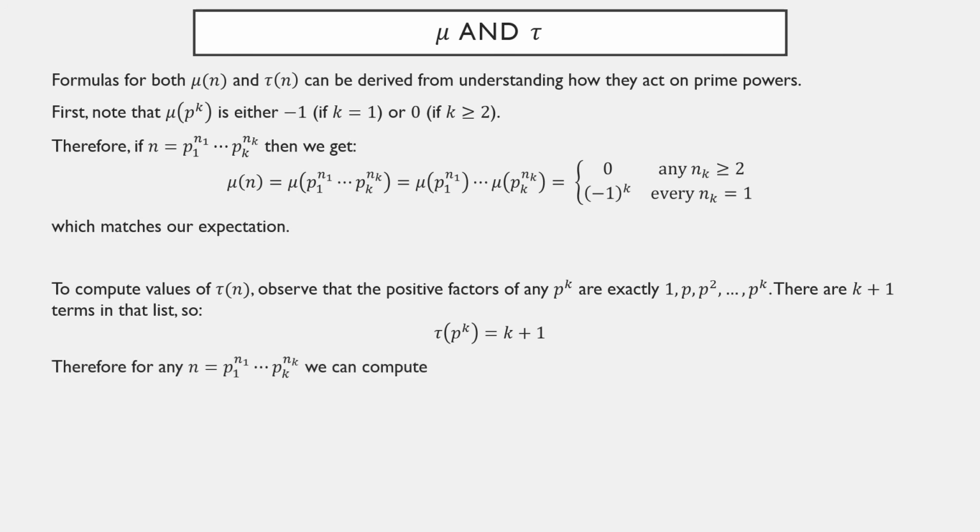So for any n written as a factorization of prime powers, tau is multiplicative, so I can split up this input in terms of its prime powers. But observe, tau of a prime power is just the power plus 1. So tau of p1 to the n1 is n1 plus 1. Tau of p2 to the n2 would be n2 plus 1, all the way until tau of pk to the nk is nk plus 1.